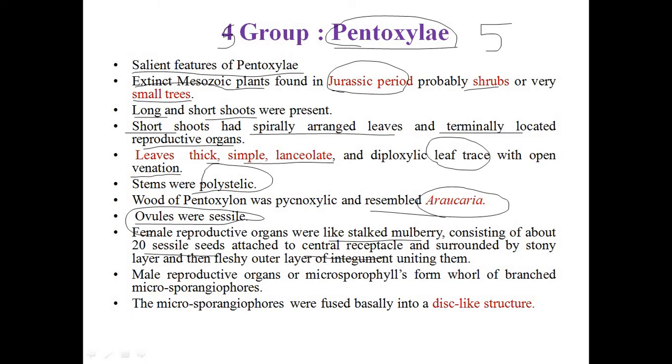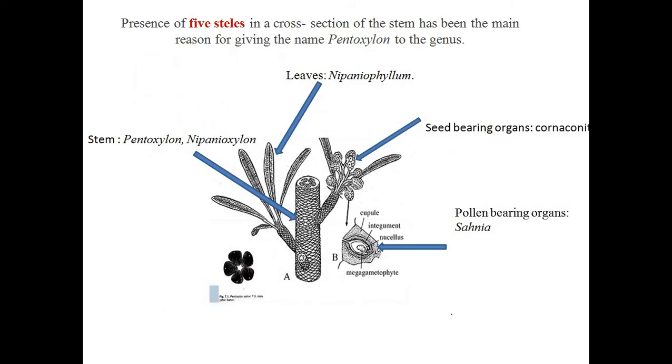When male reproductive organs were studied, they form a whole of branched microsporangiophores bearing spores, and they fuse to form a disc-like structure. Here this whole diagram gives you an idea of how Pentoxylon appears, with different reproductive as well as vegetative parts.